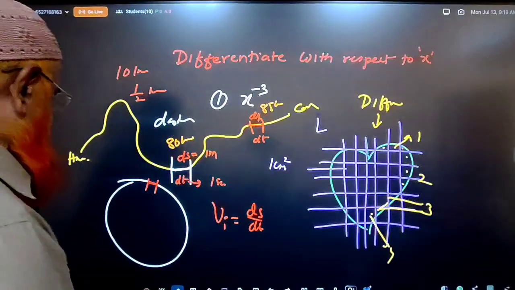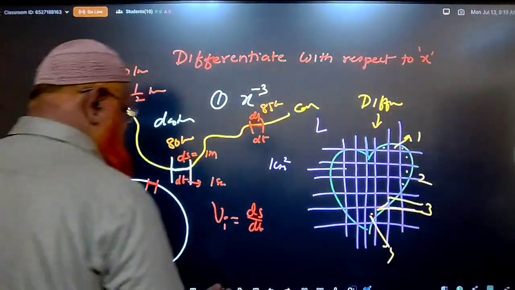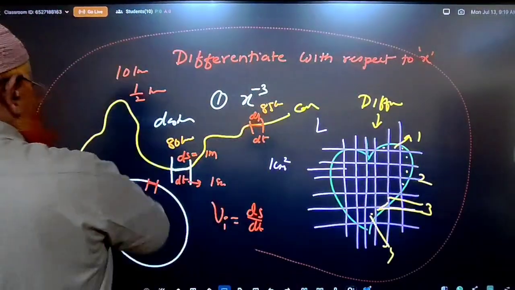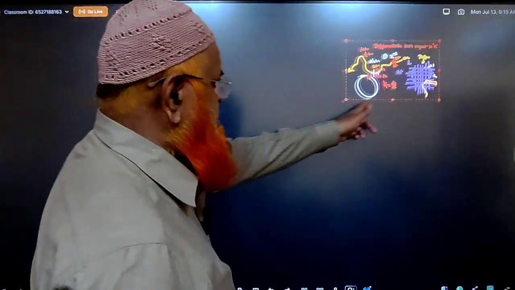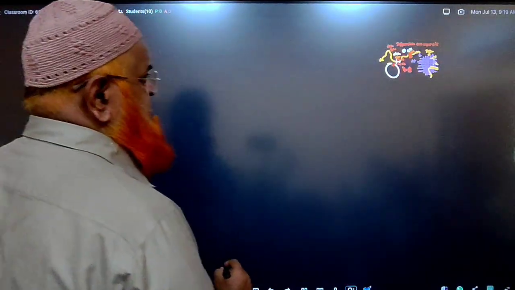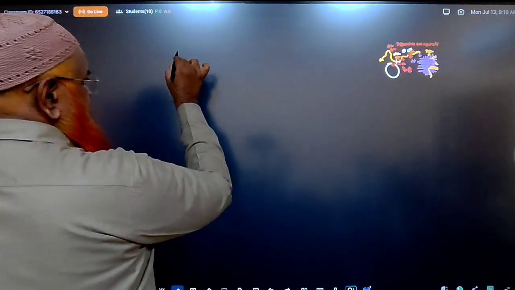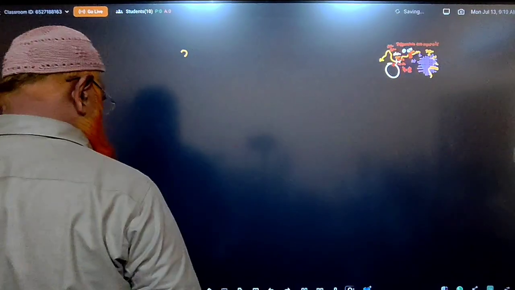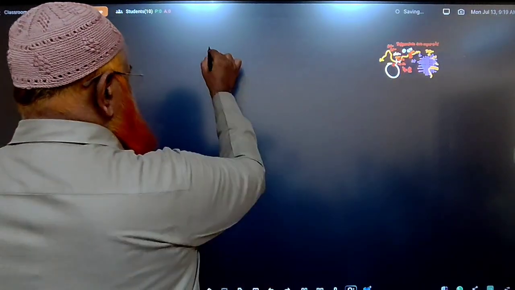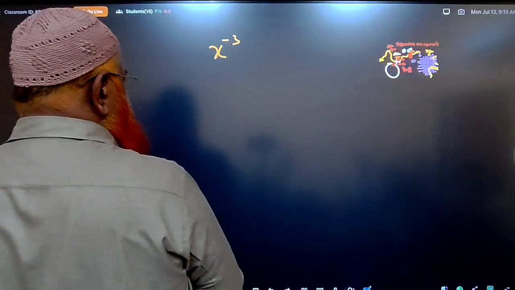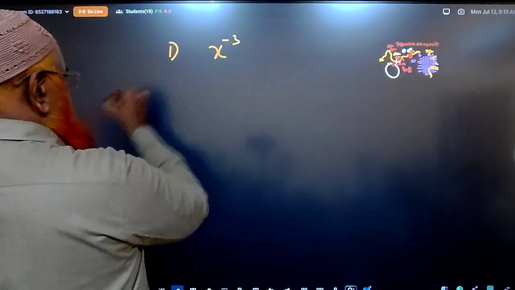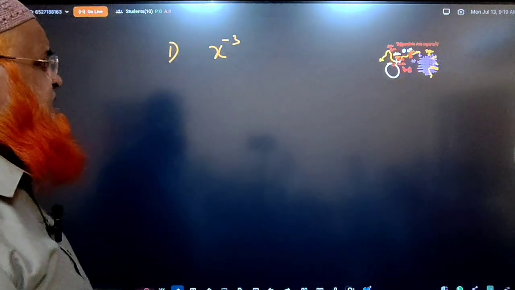Okay, what is the formula for differentiation in some of the cases? Let us see now. So this is about the explanation here, and the first thing is he has said, what is present here now? X power minus 3. So the first one is x power minus 3.